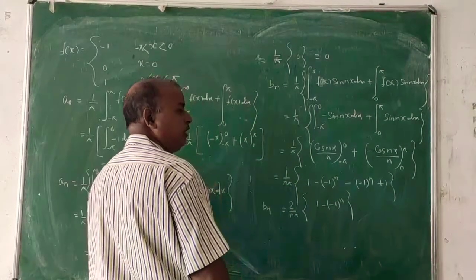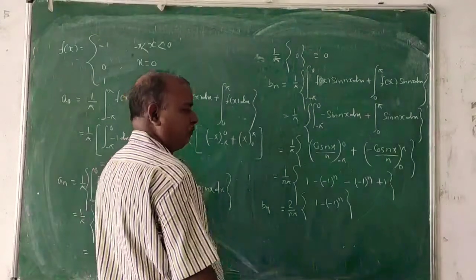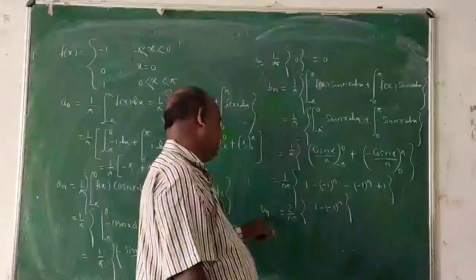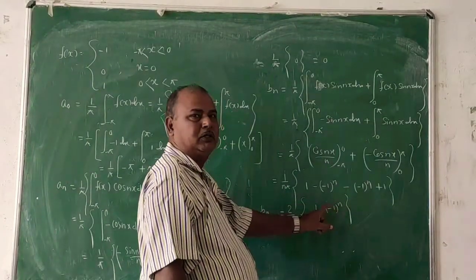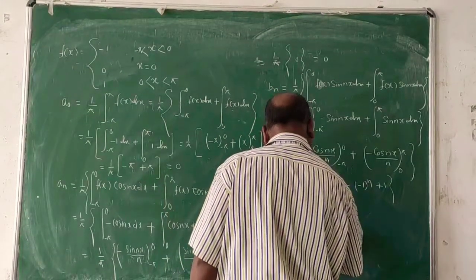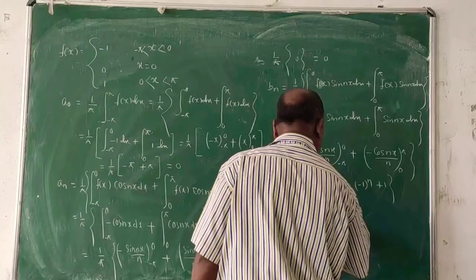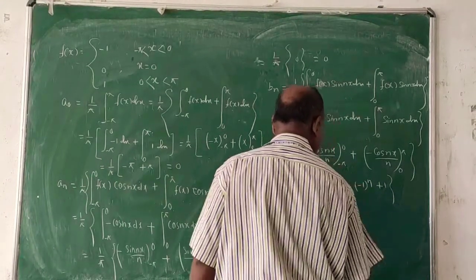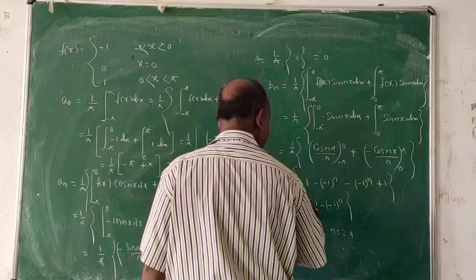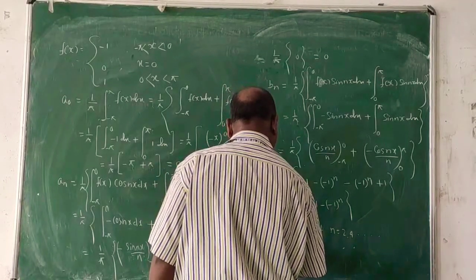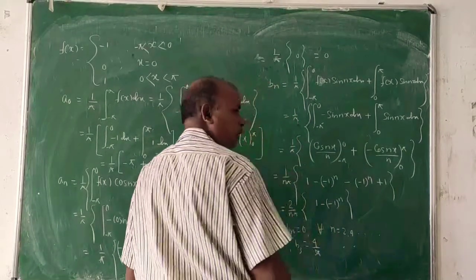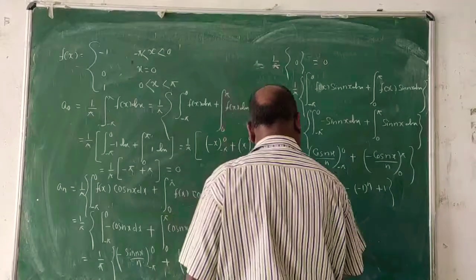Whenever n is even, the value of bn is 0, because when you substitute n equal to 2 here, the plus 1 and minus 1 cancel out each other. So bn is equal to 0 when n is even, that is n equal to 2, 4, and so on. Now let us take b1, which is 4 by pi. What is b3? 4 by 3 pi, is it not? So this way we go on continuing.